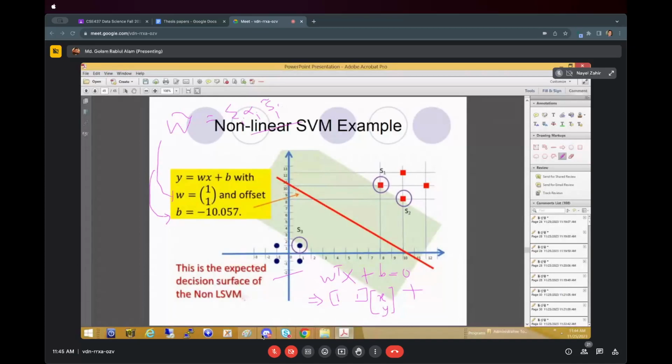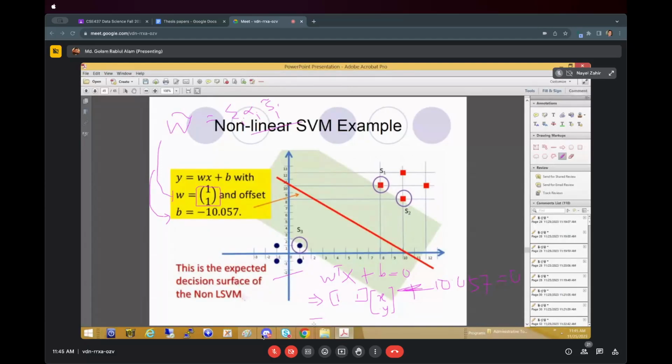So how can we find out the hyperplane equation? We know the hyperplane equation is this: w transpose x plus b. We have formulated this in our first lecture. So w transpose x plus b. So here w transpose is what? This is our w, one transpose it, and x is x and y, and b in this case is negative something. Okay, so that means negative 10.057 equal 0.